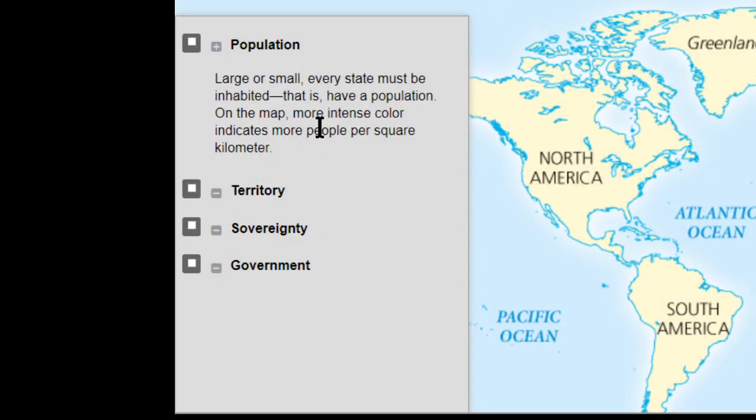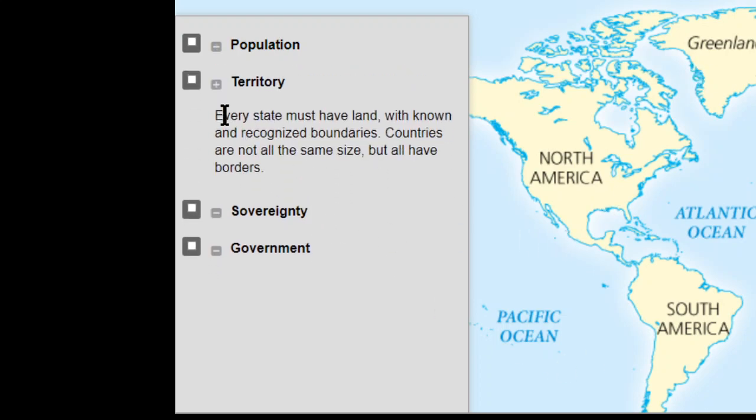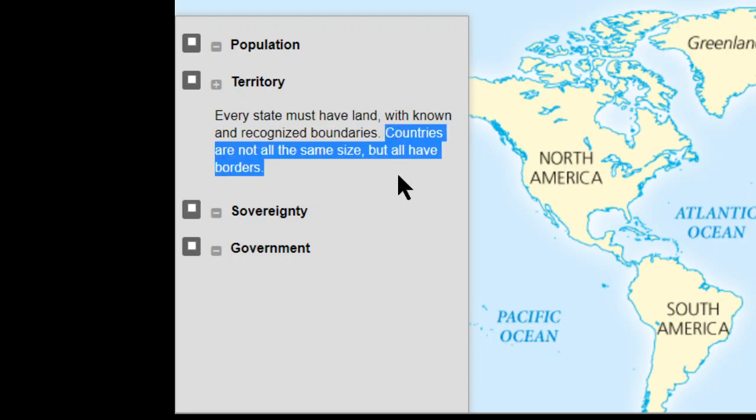Population, large or small, every state must be inhabited, that is, have population on the map. The more intense color in the states, the more people per square kilometer. Unfortunately, that part's not working, but you can figure that out. Every state must have land with known and recognized boundaries. Countries are not the same size, but all have borders.